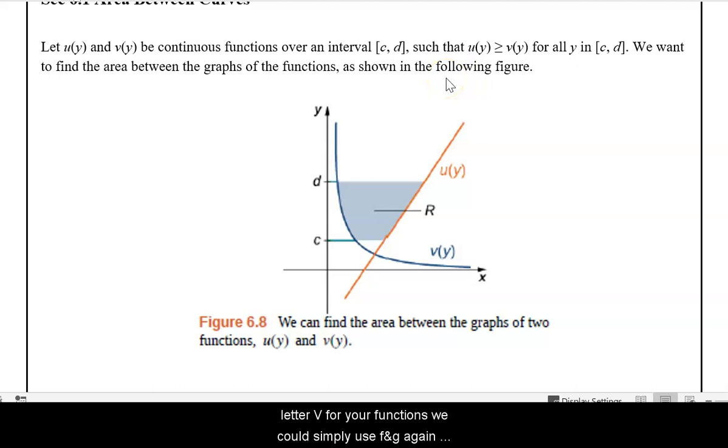We could simply use f and g again, but instead of being functions of x, they will be functions of y. In this case, we are again trying to find the area between two graphs, but this time we are using the y value c and the y value d to form two horizontal lines, and this will provide a further boundary for the area between the curves.